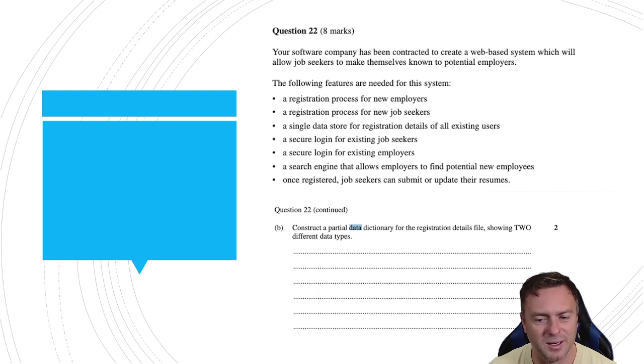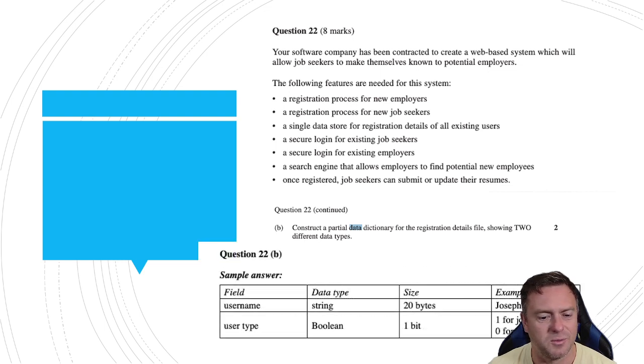Create a partial data dictionary for the registration data file, showing 2 different data types. This is a partial data dictionary, so it doesn't have to be super detailed, but you have to show the data type. That's the important bit. And then this was what the sample answer was. It had username and user type.